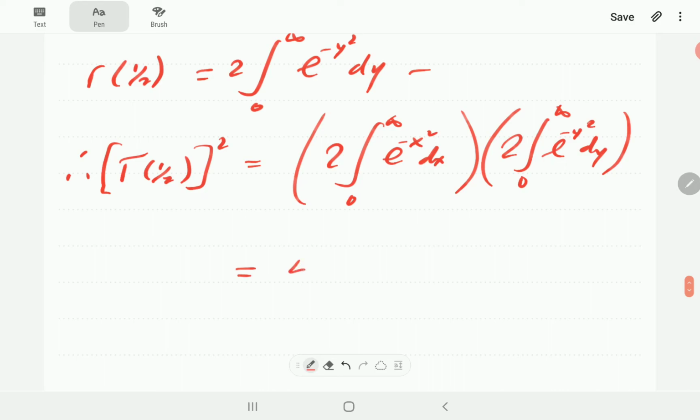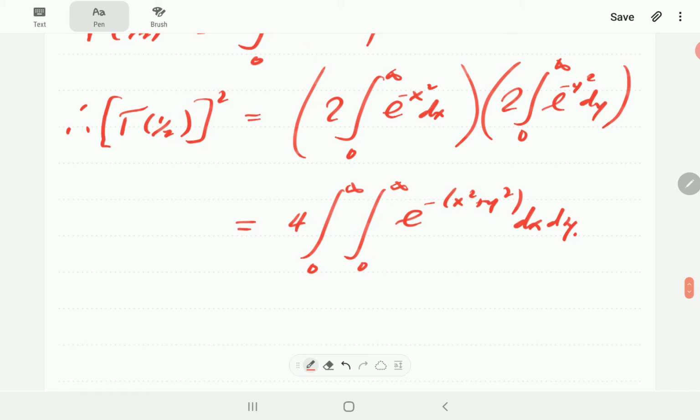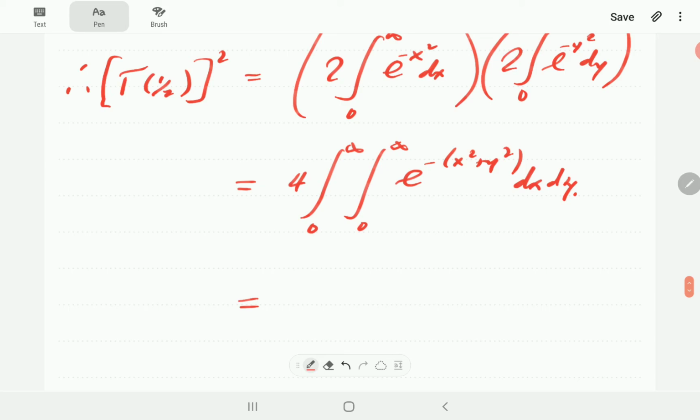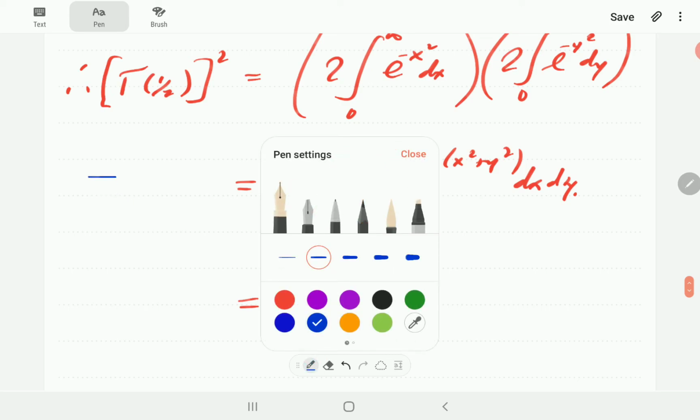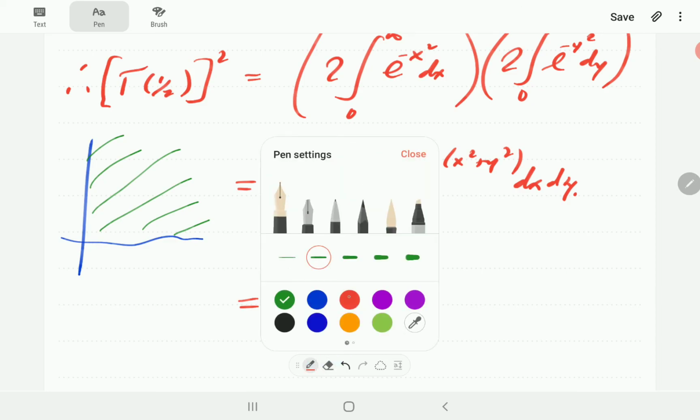Then this we can actually write as a double integral from 0 to infinity, both in x and y, so dx dy. And then this we're going to write in polar coordinates. Before we do that, the region defined by those limits is just the first quadrant. So if we write this in polar, then we know the limits in polar.